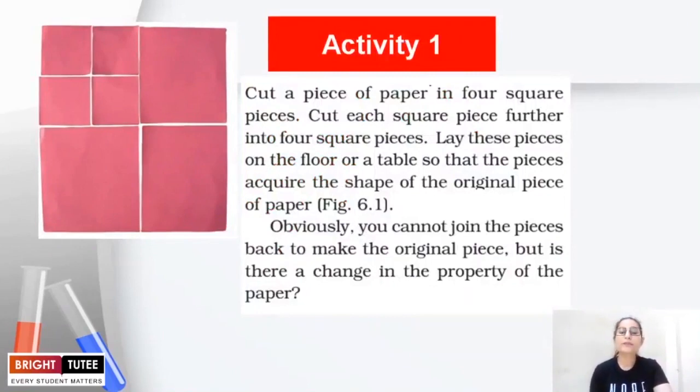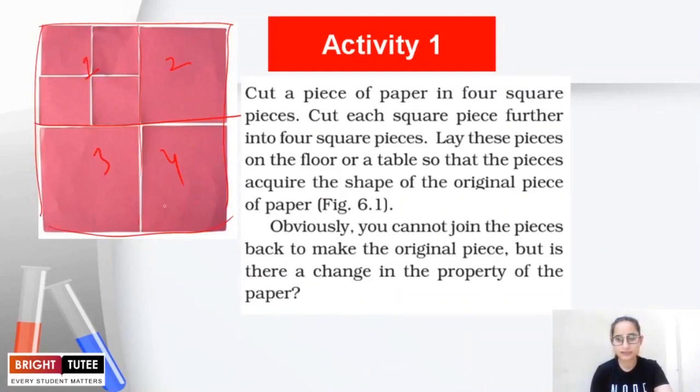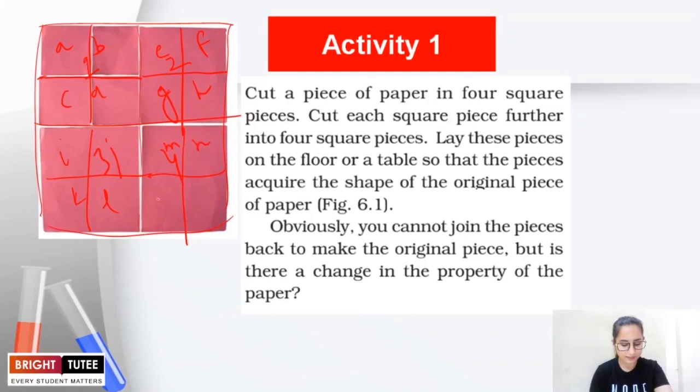First activity is cut a piece of paper in 4 square pieces. You have cut a piece of paper. This was the piece of paper initially. You have cut the piece of paper into 4, right? This being the first part, then the second, third and fourth, right? Now cut each square piece further into 4 square pieces. Now you have to cut each of this piece into 4 other pieces like A, B, C and D. If you cut 4 again, E, F, G, H, and then 4 again, I, J, K, L, and 4 again, M, N, O, P. Right? You have now 16 pieces, right?